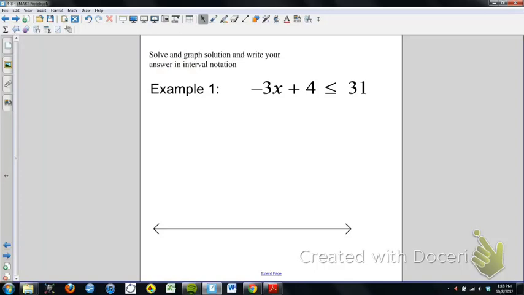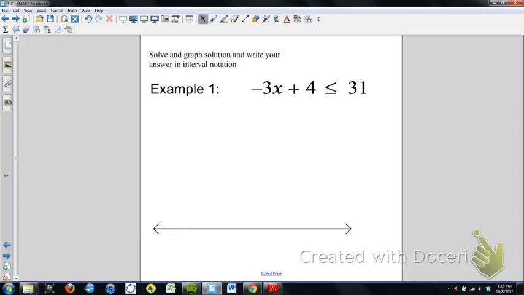Now, the first thing that we want to do is solve the inequality. So solve and graph the solution and write your answer in interval notation. So three things: solve, graph, and write the solution in interval notation. Okay, so in order to solve this, we're going to perform pretty much the same algebraic manipulations as we do on equations.